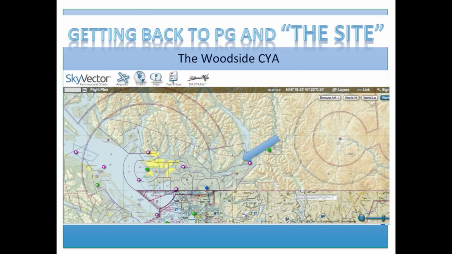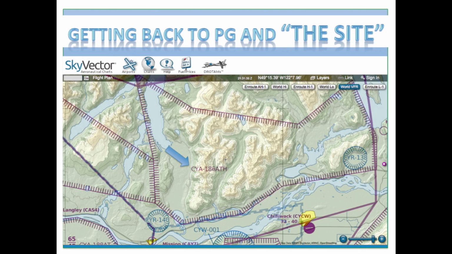Alrighty, so for anybody watching from outside the country, we in Canada here have a really great flying site called Woodside Mountain, in fact, and we're going to take a closer look at the CYA at Woodside Mountain. Okay, here we are zoomed in on the CYA, surrounded by the magenta thatched line. You can see that it says CYA and a number and some letters behind it inside the CYA. Let's take a closer look as to what that means.